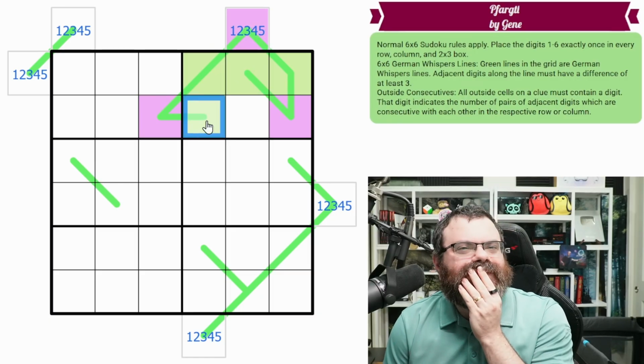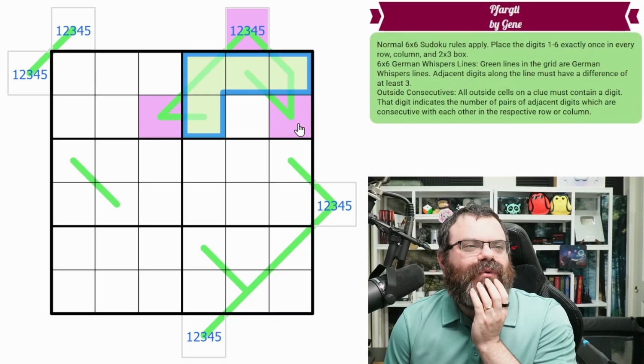Now, the problem I'm having here is we have 4 greens in this box.